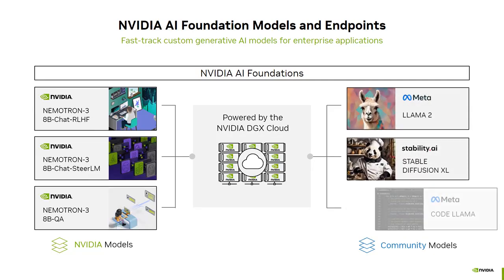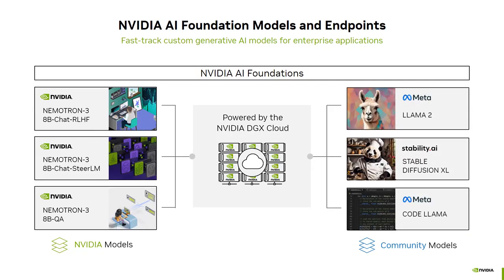Community models optimized by NVIDIA for both throughput and latency using TensorRT-LLM, ensuring the utmost performance efficiency. Achieving 2x higher inference on Llama 2 with TRT-LLM, these models include Llama 2, Mistral, Stable Diffusion, and Code Llama.